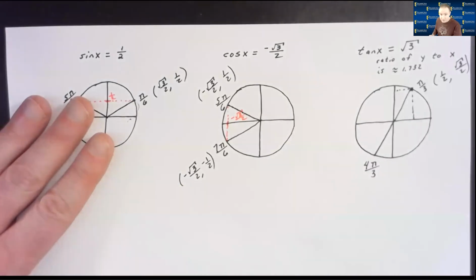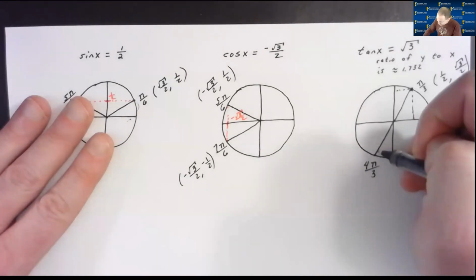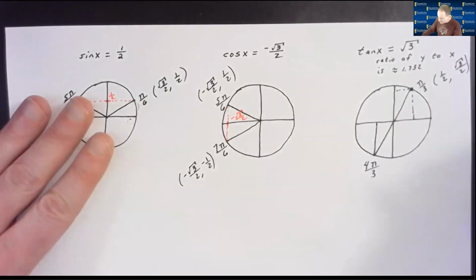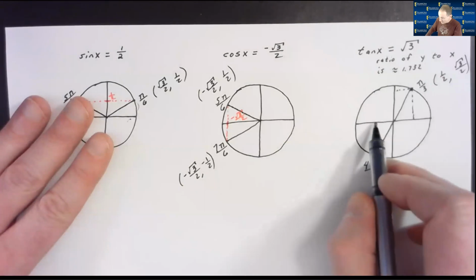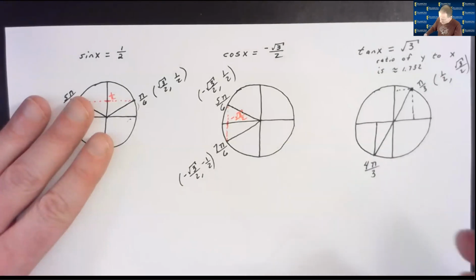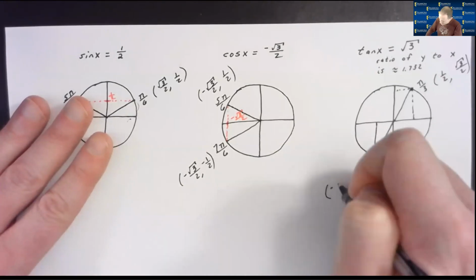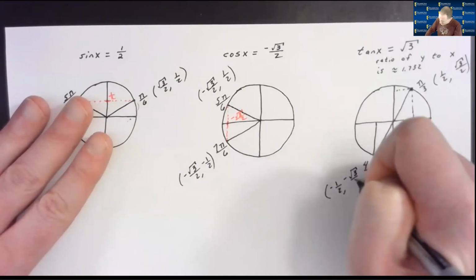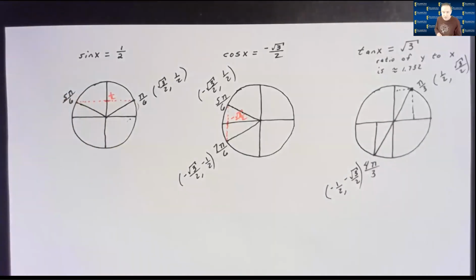At 4 pi over 3, we are going down more than we're going to the left. And you can say, yeah, I'm going to the left a half a unit. I'm going down negative square root of 3 over 2 units. But if you take that ratio, the negative over a negative, of course, we still get the positive, where you say, yeah, okay, the tangent's going to be positive root of 3 there as well.